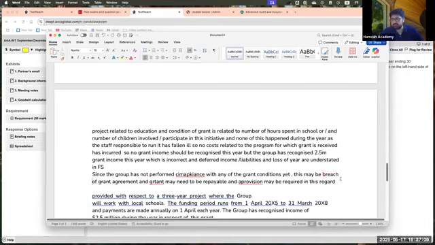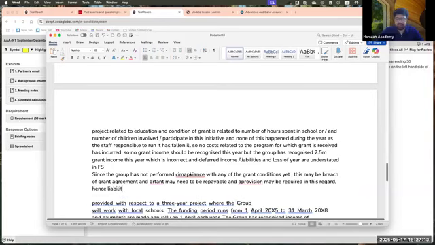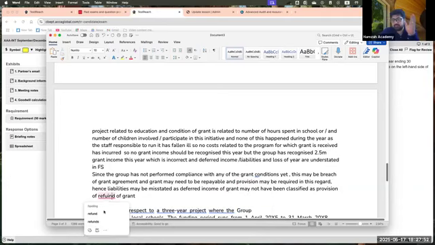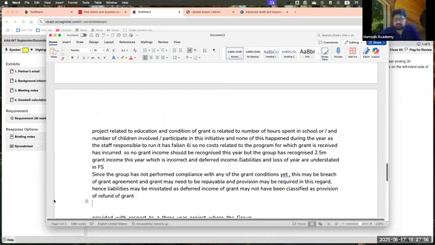Hence, the liabilities may be misstated, as the deferred income of the grant may not have been classified as a provision for refund of the grant, because the right note is deferred income. So done. Enough. This has the potential to earn 4 marks. This point, I told you. Some points are like that.